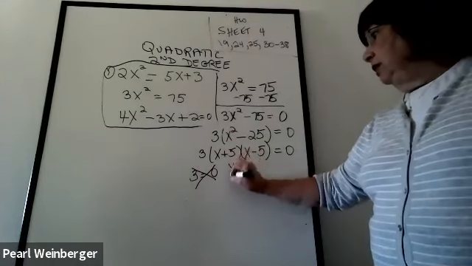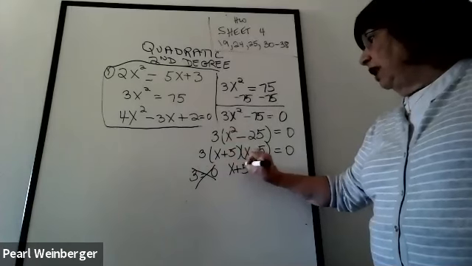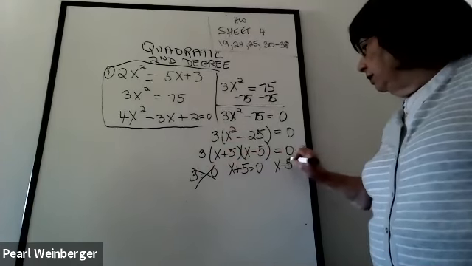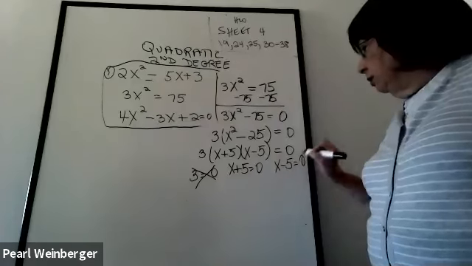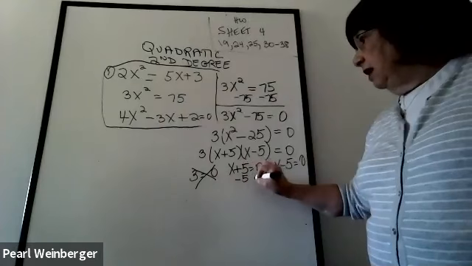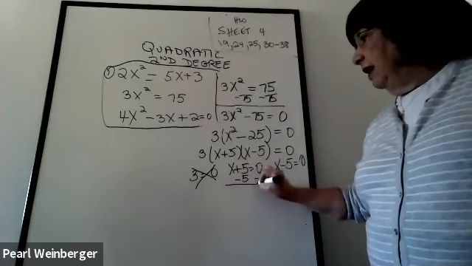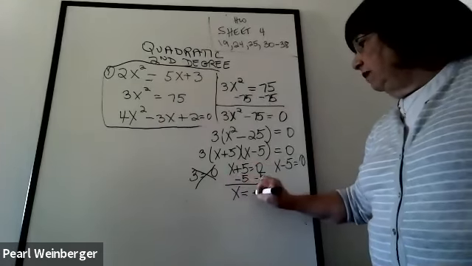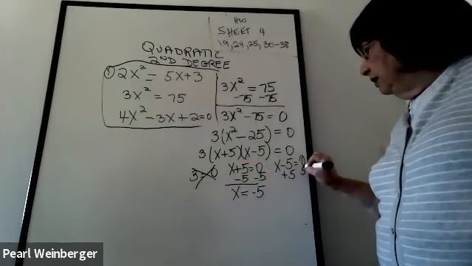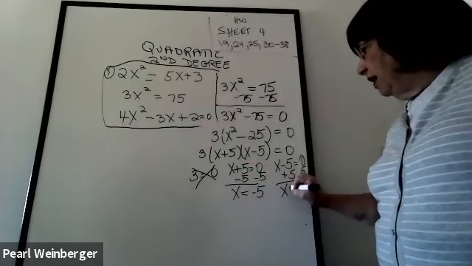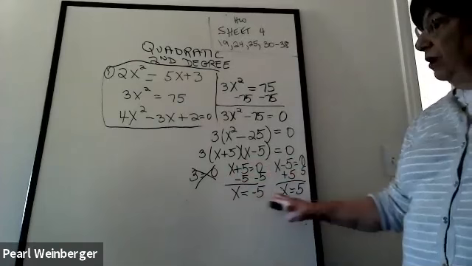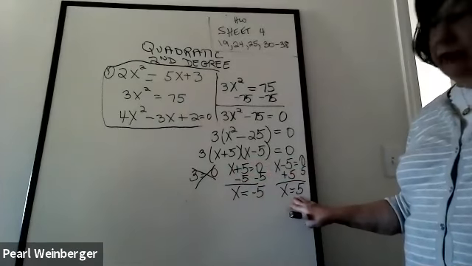But the other factors, x plus 5 can equal 0, and x minus 5 can equal 0. They both have variables, so they could be equal to 0. In this case, I get x equal to -5. And in this case, when I add 5 to both sides, I get x equal to +5. So my answer is -5 or +5.